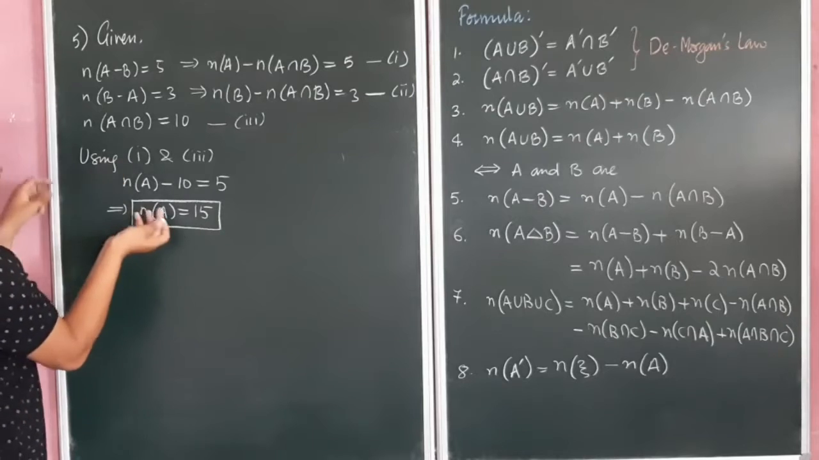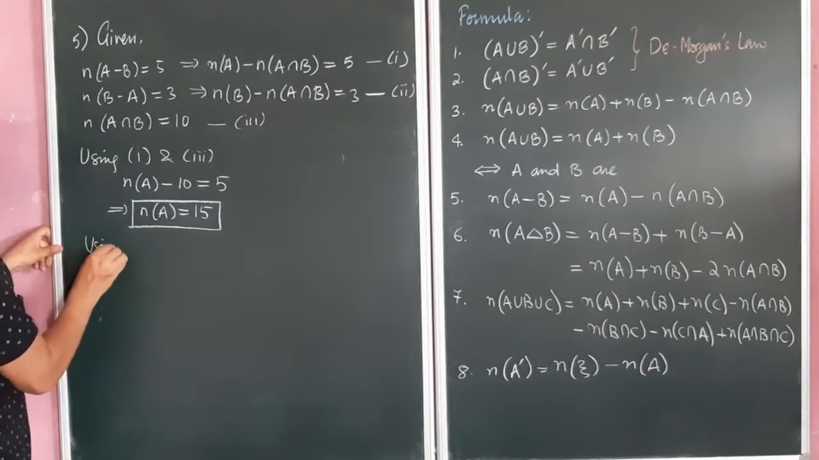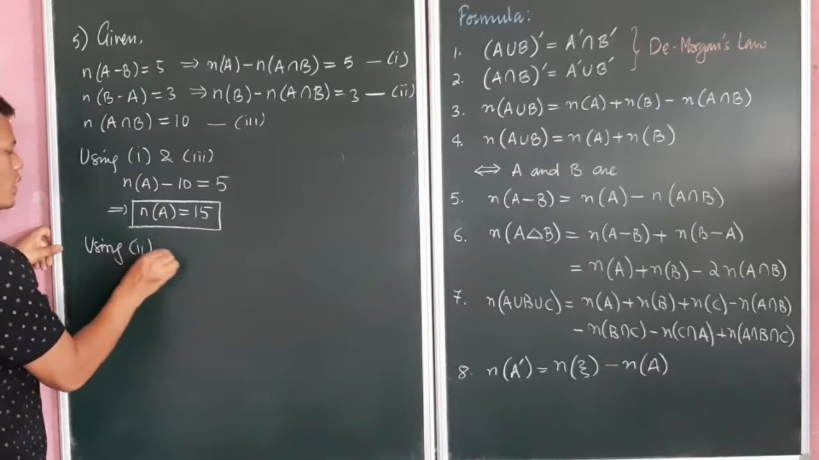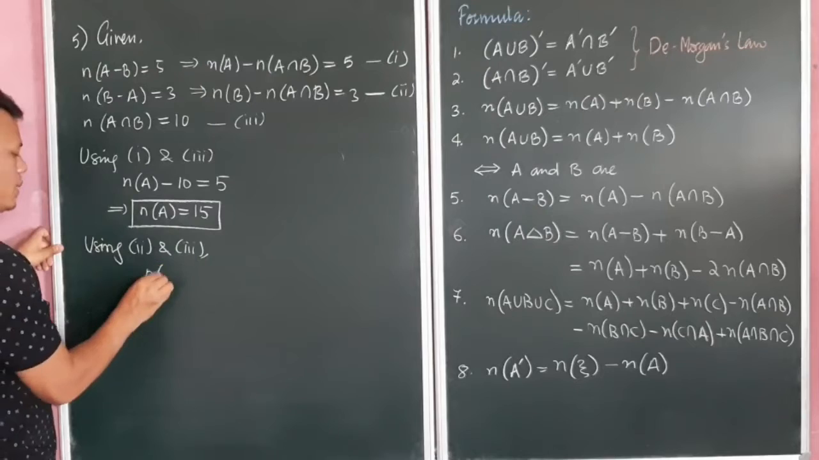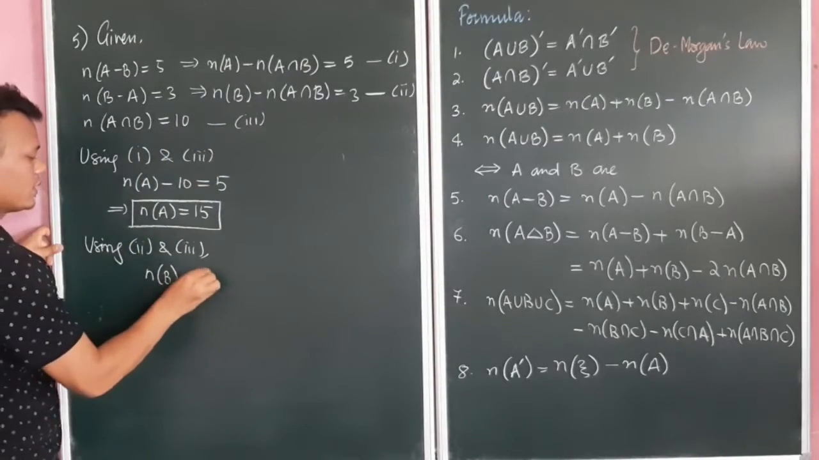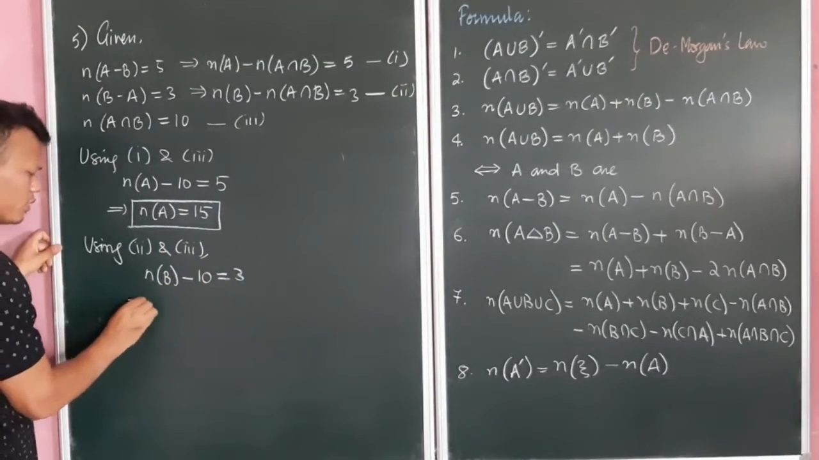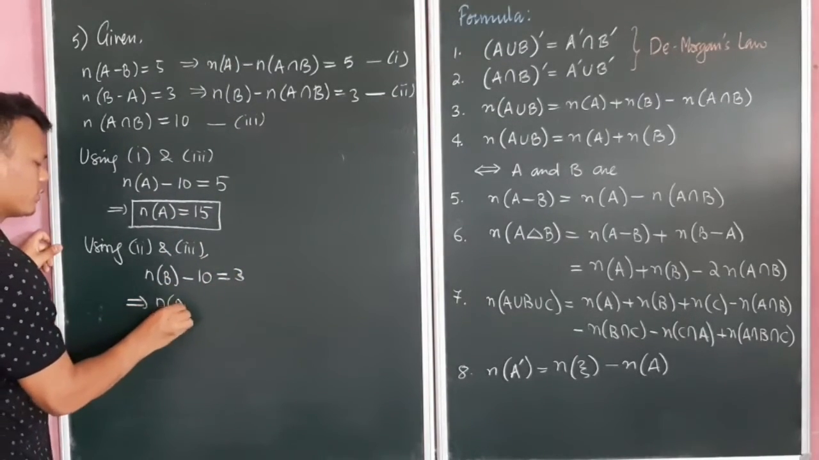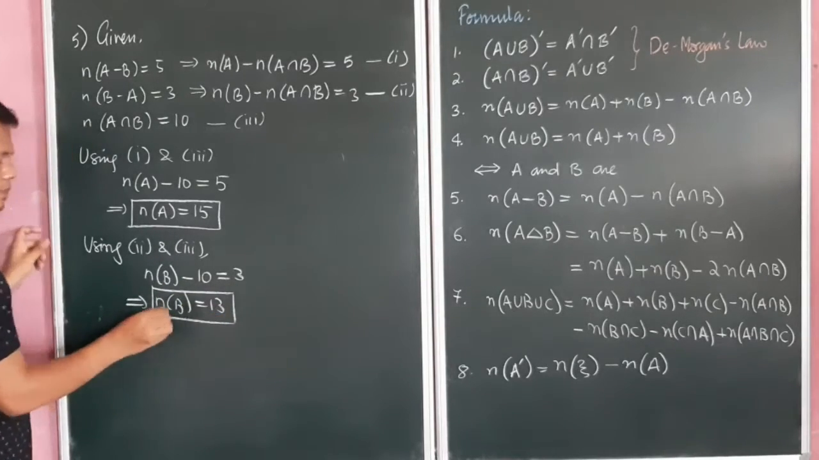Okay, now let me use 2 and 3. So using 2 and 3, again we have n of B minus n of A intersection B, which is how much? 10. So this is equal to how much? 3. So from here we see that n of B turns out to be 13. So this is my other answer.